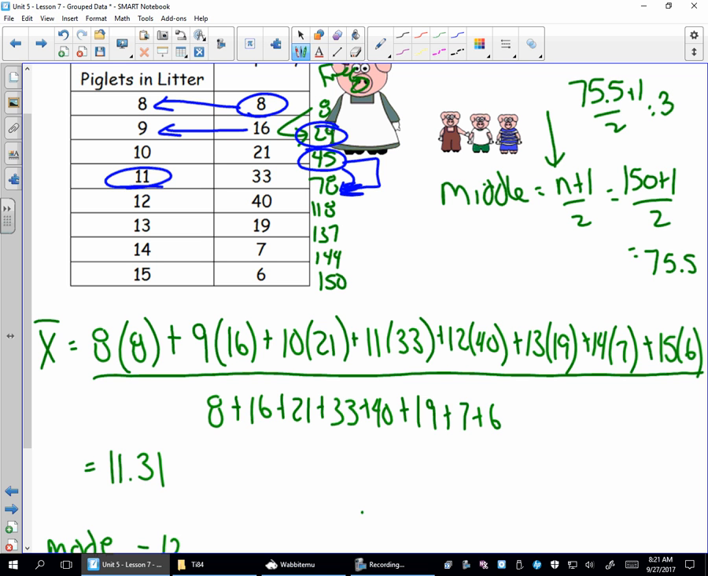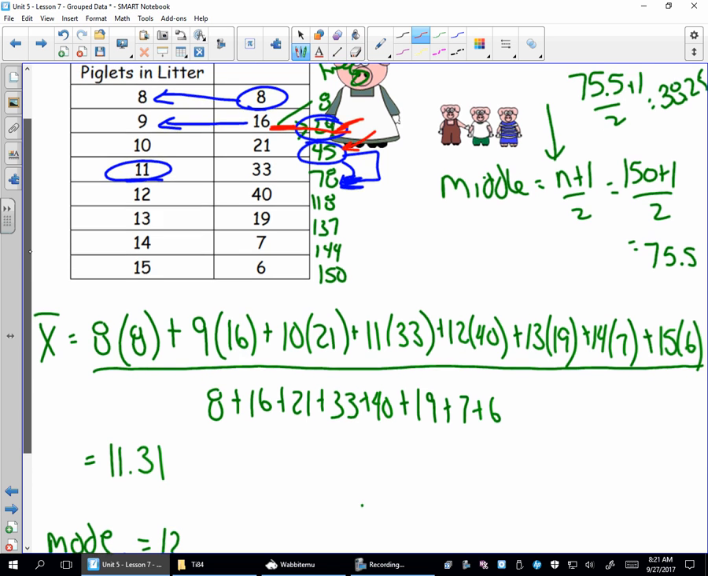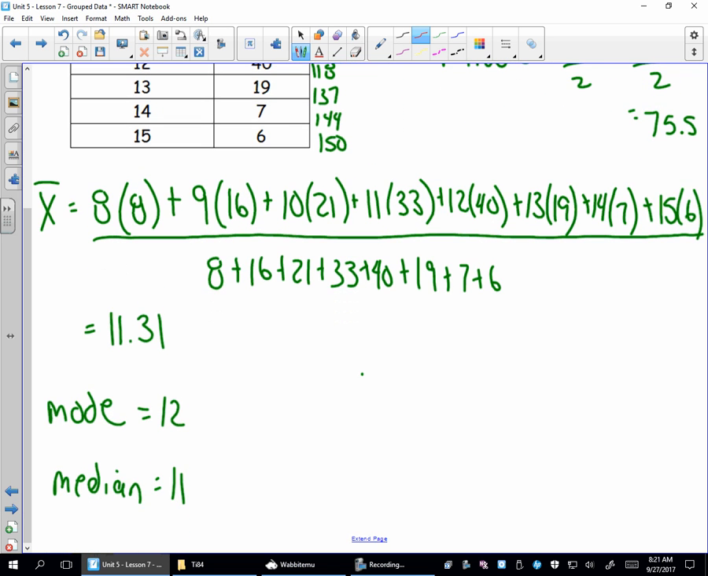So in other words, 38.25. Where's the 38th piece of data? Well, that one is after 29, after this, which is all these 8s and 9s, but before we get to 45. So Q1 would be 10.